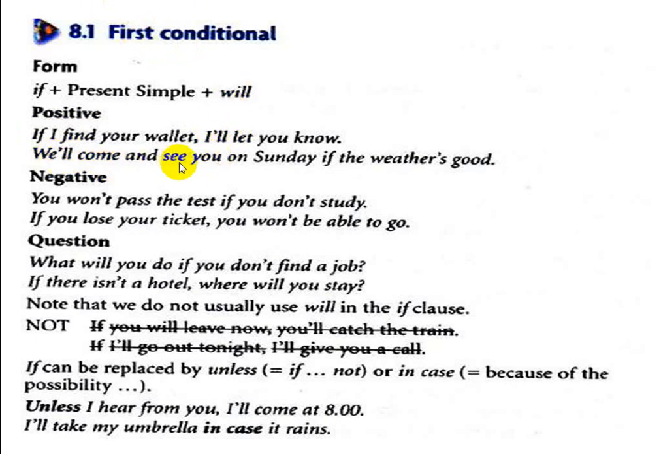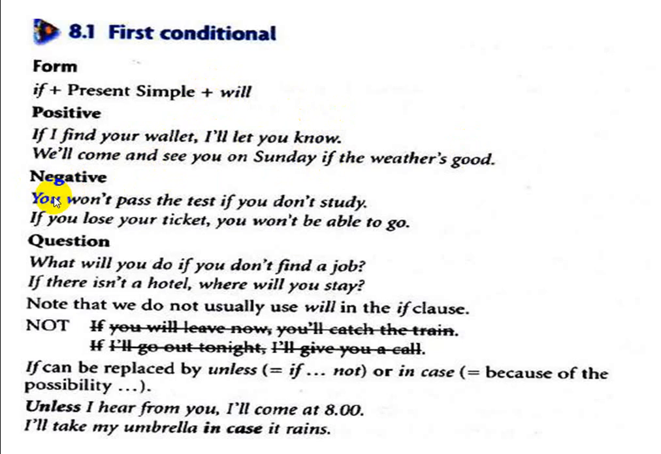We'll come and see you on Sunday if the weather's good. صحيحة، هنا الإف ما بدت بالبداية، صارت في وسط الجملة لكن هي first conditional. شلون نعرف؟ موجودة الويل وموجودة الإف وموجودة البريزنت simple: come and see، البريزنت simple. لكن إذا أكو الإف في وسط الجملة ماكو كوما بالconditional sentence.